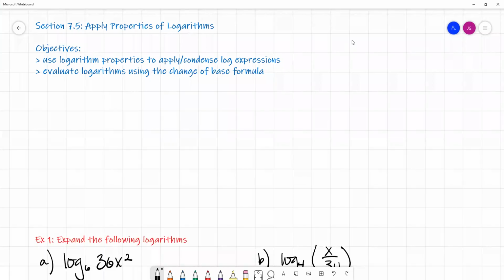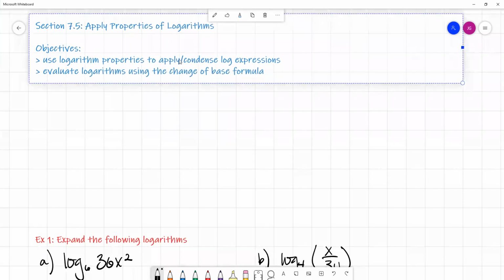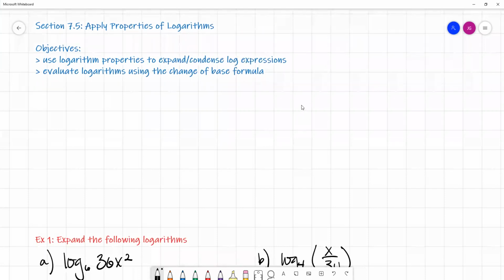Here is 7.5, apply properties of logarithms. And so our objectives are to use logarithm properties to, well, already a mistake. This should say expand. To expand or condense log expressions, and we'll see kind of what that means here in our first few examples. And then we're going to evaluate logarithms using the change of base formula.